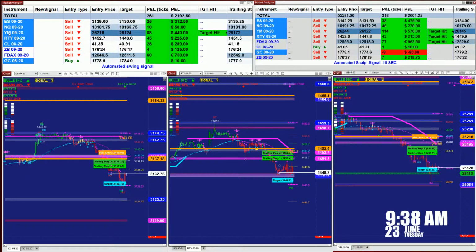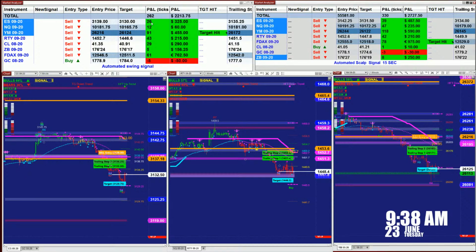All is based, on the market analyzer, on one contract. The YM, we had a sell entry at 262.16, target 261.24. And we are 90 ticks into the profit based on one contract. So the total right now on the last entry is 260 ticks into the profit.